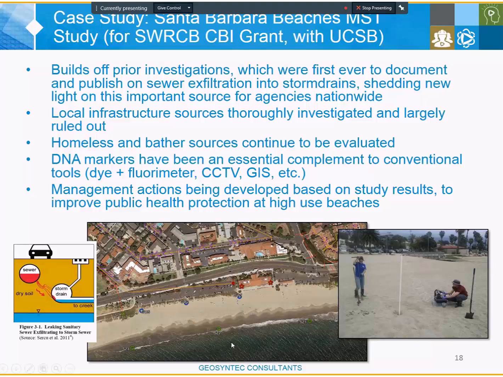There are human marker detections in the surf zone during dry weather at very low levels, and we're continuing to evaluate the homeless and bather sources. And that's going to produce management actions that are being developed based on the study results that allow us to improve public health protection at these beaches, which are high tourism beaches.